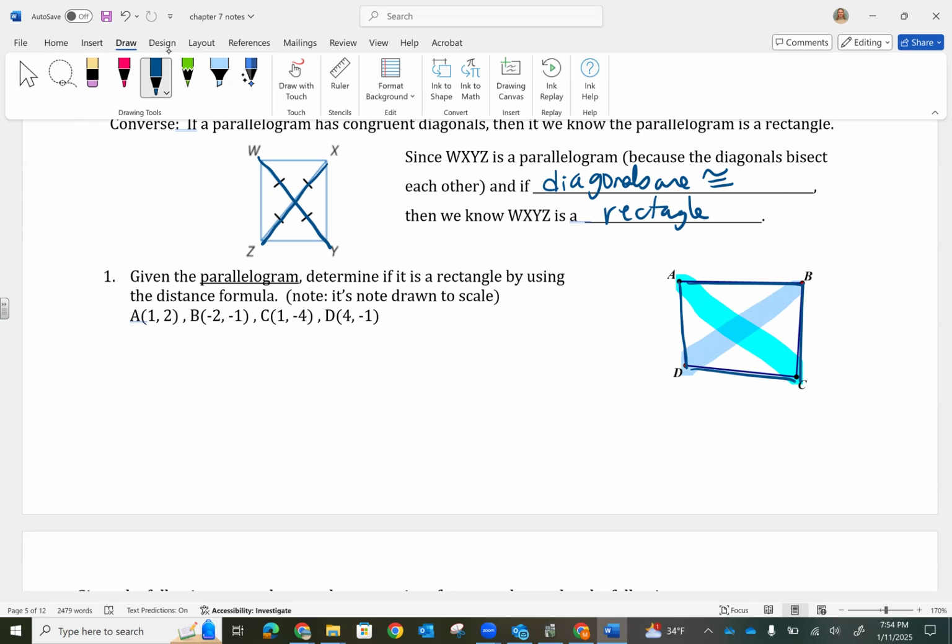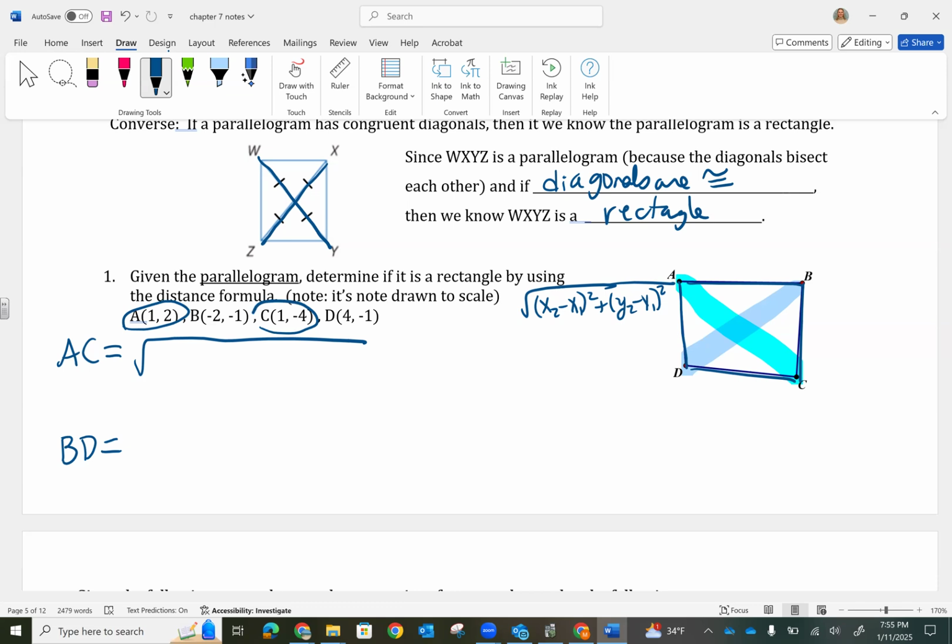And so using the distance formula, we're going to find the distance from A to C, and then the distance from B to D. The distance formula, if you recall, is x2 minus x1 squared, plus y2 minus y1 squared, and then take the square root. So we're going to do A to C. I'm going to take A with C and find the distance between those points, the length of that diagonal.